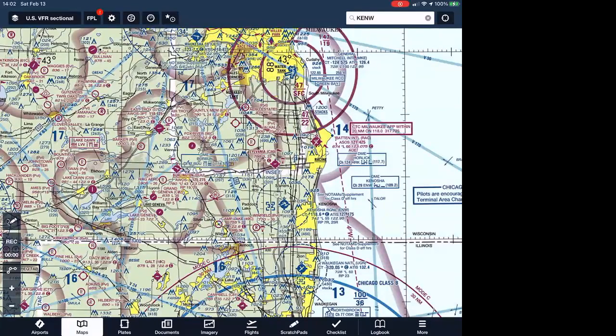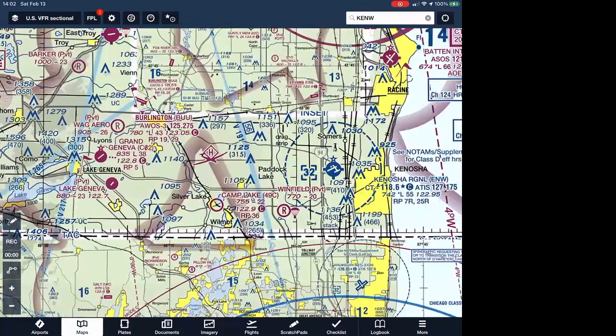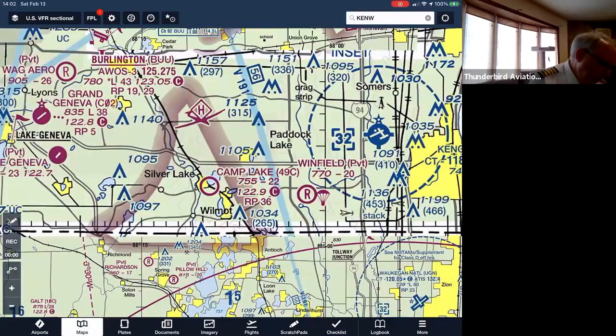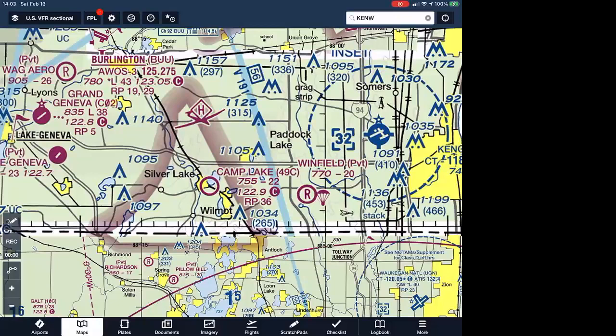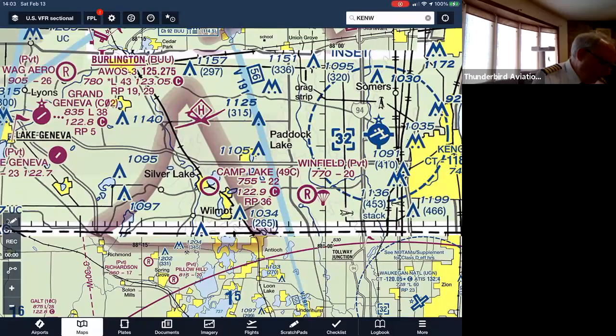Camp something. I can't read. It says Camp Lake. Yeah, Camp Lake, right there. So what is that triangle that surrounds Camp Lake? The shading goes dark to light. The triangle is just the shape created by the boundaries where the Class G airspace starts at 700 feet.